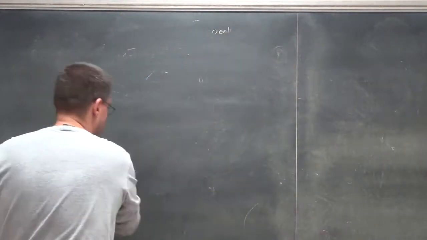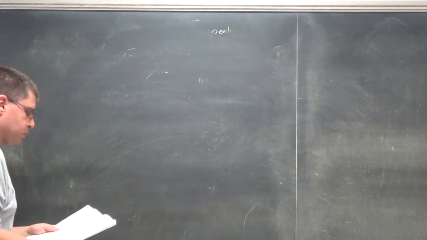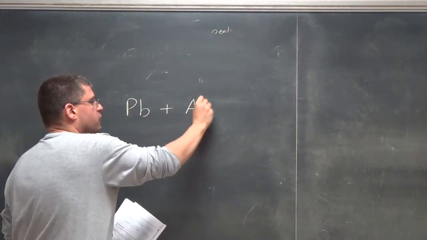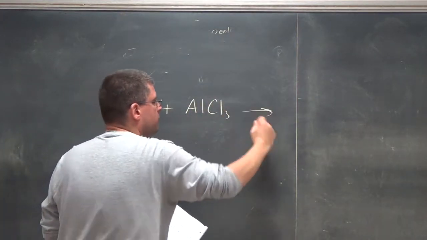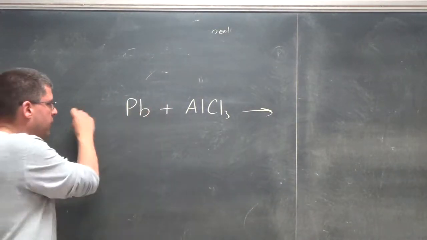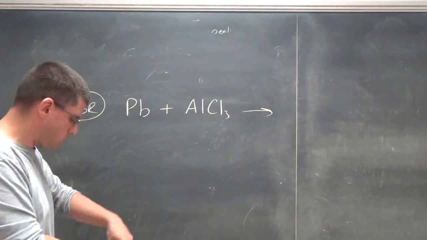So let's take a look. It's interesting how much you can apply and understand. All right, so let's take a look at lead plus AlCl3. You know what that is, aluminum chloride. Okay, so now you got to ask yourself, single replacement, that's what we're setting up. What do we produce?